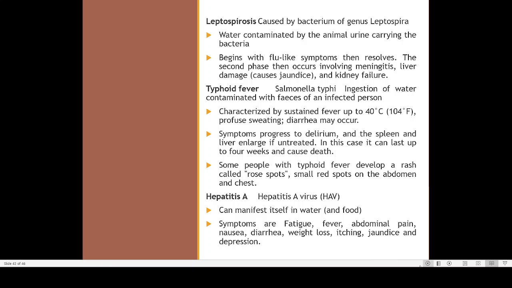See here what the symptoms are. Fatigue will be there. Fatigue means a very high level of tiredness, extreme tiredness. Abdominal pain, nausea, diarrhea, and weight loss will be there. So these are some complications of hepatitis.